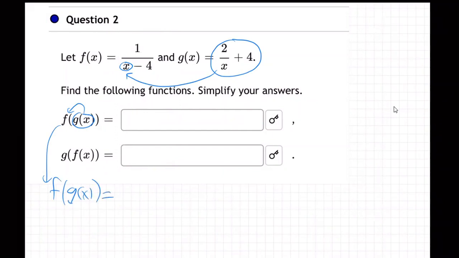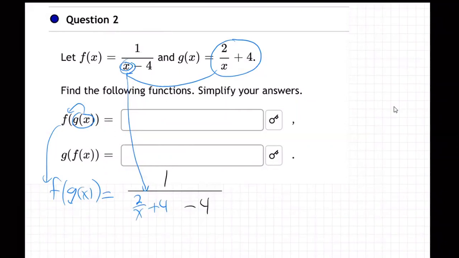It's going to be a big mess. It's going to be 1 all over. Better. Okay, 1 all over, and then I'm going to plug in 2 over x plus 4 minus 4. Does that make sense what I did? So right here, I plugged in all of G into the X slot. How are we doing? We good so far?